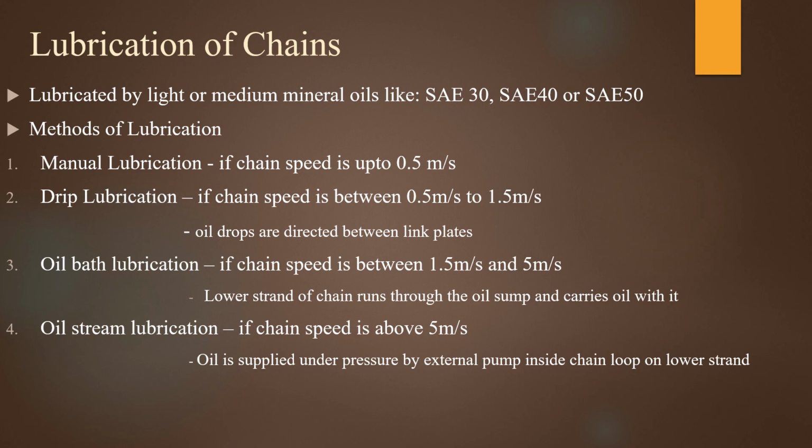If chain speed is above 4 meters per second, then use oil stream lubrication. In this, oil is supplied under pressure by an external pump inside the chain loop on the lower strand.